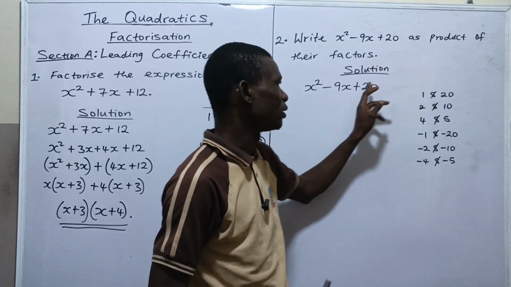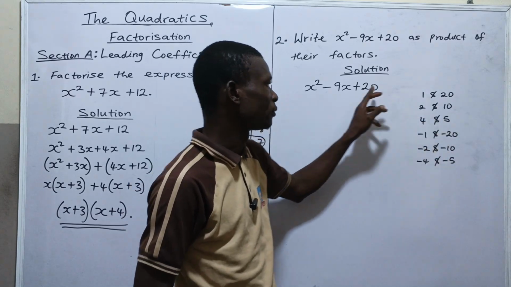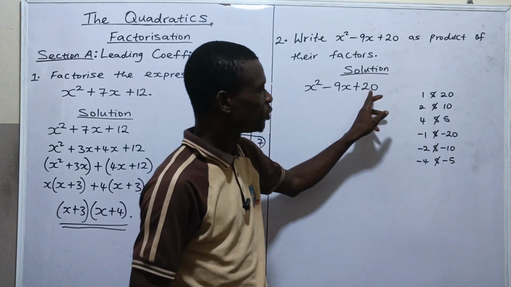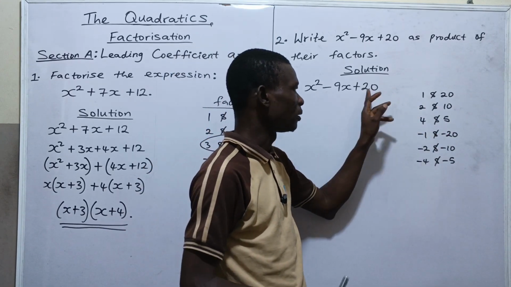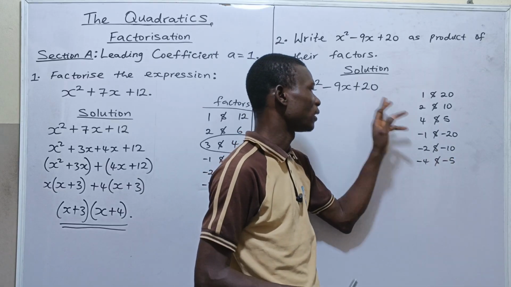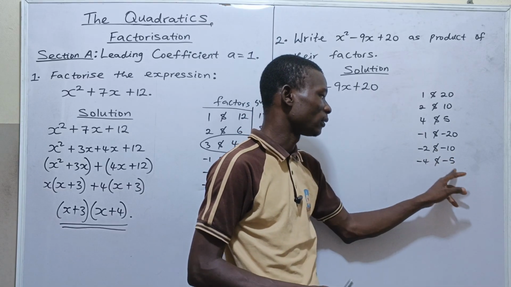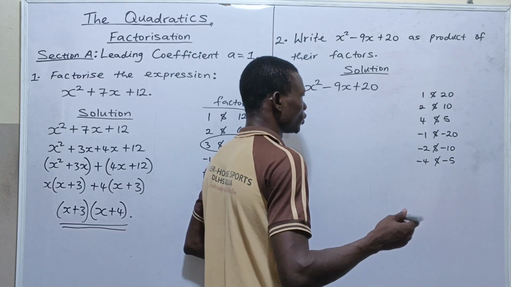1 times 20 is 20, 2 times 10 is 20, 4 times 5 is 20, negative 1 times negative 20 is positive 20, negative 2 times negative 10 is positive 20, negative 4 times negative 5 is still positive 20.